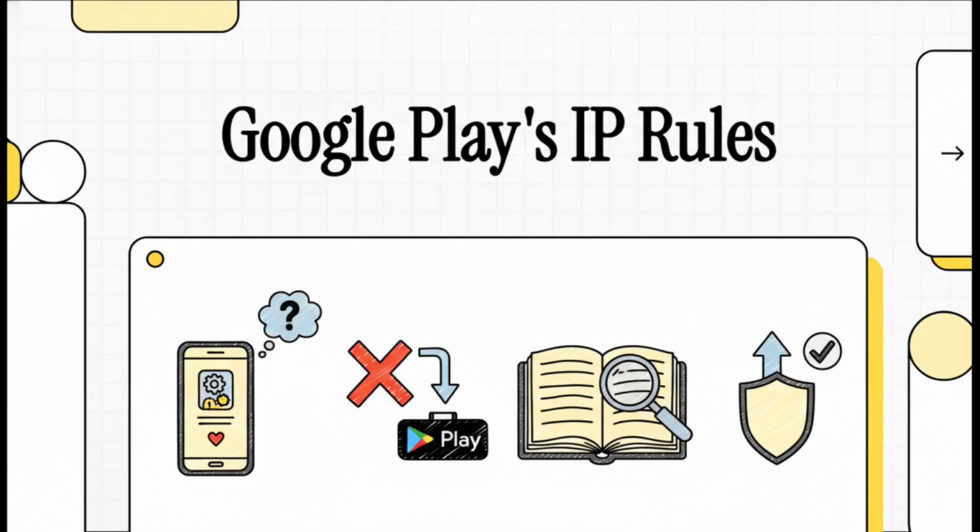So you've poured months, maybe even years, into building your app. The absolute last thing you want is a takedown notice from Google Play because of some IP rule you didn't even know existed. Well, today, we're going to make sure that doesn't happen. We're breaking down Google's intellectual property policies, piece by piece.